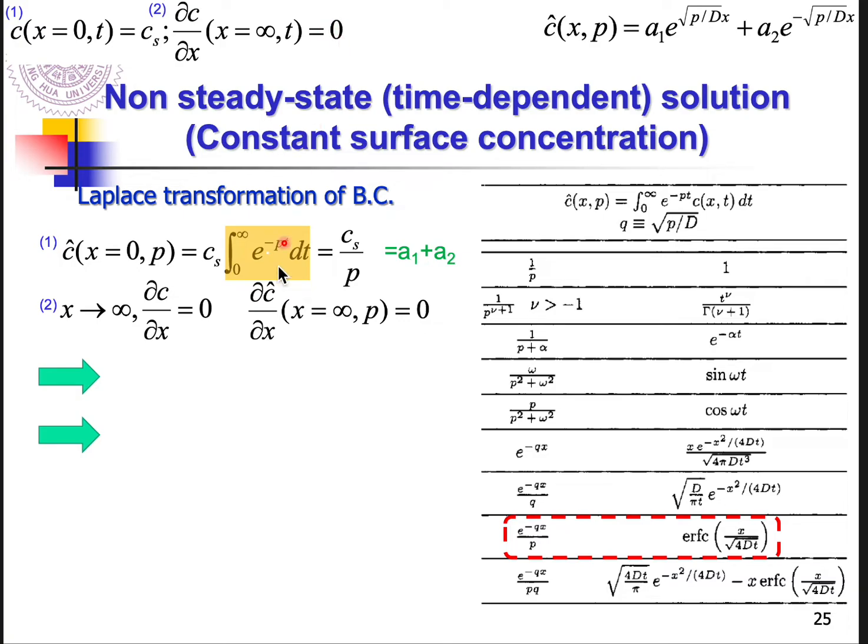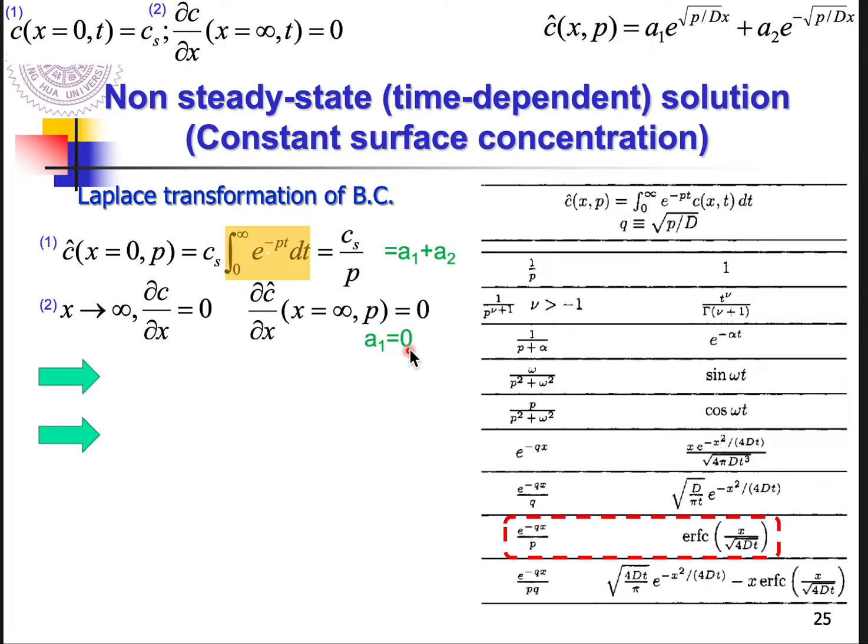This is 0, so when you Laplace it, you still get 0. And at x at infinity, the partial C hat over partial x becomes 0. That's only if you take the partial derivative with respect to x at x equals infinity, then it becomes 0. The only possibility is that A1 is equal to 0.